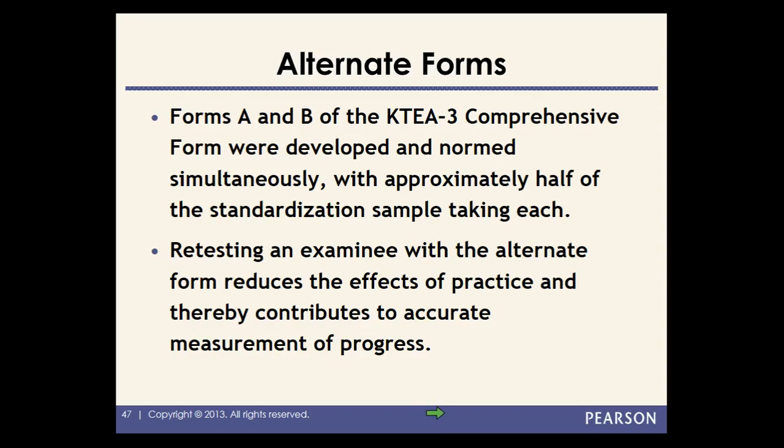The alternate forms, again, we have A and B, and they were developed and normed simultaneously. And of course, approximately half of the standardization sample was taking each of them. The retesting was done with the alternate form. Basically, when we retest with an alternate form, it reduces the effects of practice. So that's why I said that it was helpful for the accurate measurement of progress. It really does reduce practice effects.